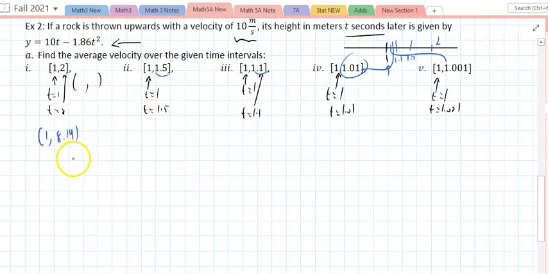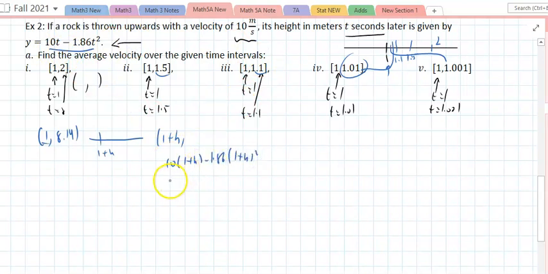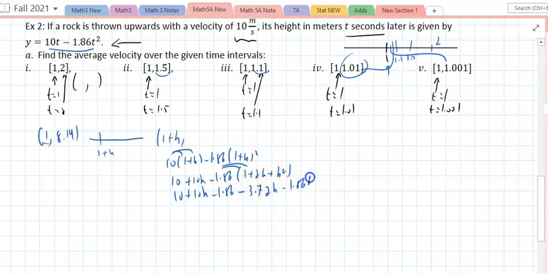And what I'm going to do is go from 1 to 1 plus h. So if I plug in 1 plus h, y is going to be 10 times 1 plus h minus 1.86 times 1 plus h squared. That would be 10 plus 10h minus 1.86 times 1 plus 2h plus h squared. That would be 10 plus 10h minus 1.86 minus 3.72h minus 1.86h squared.